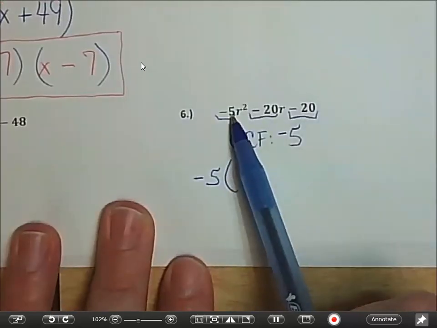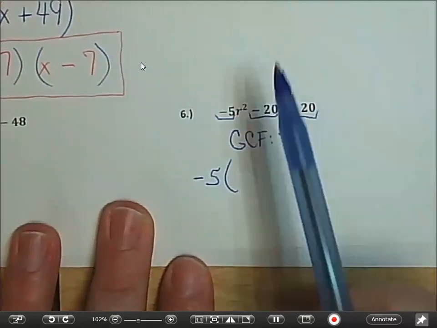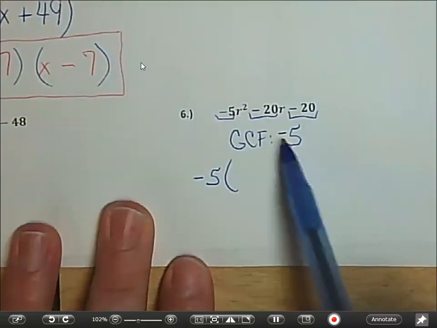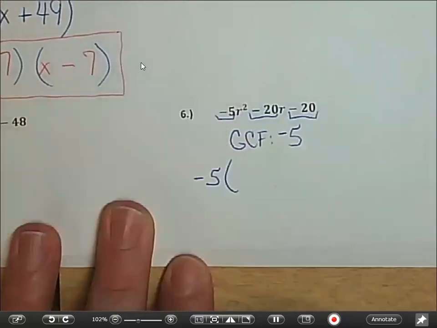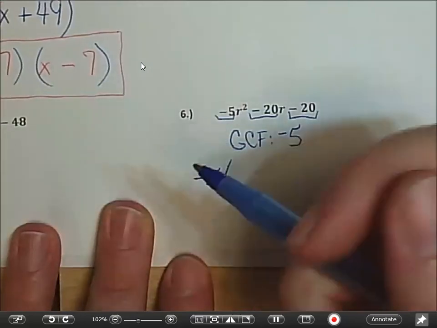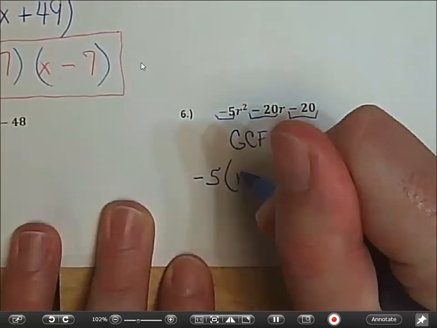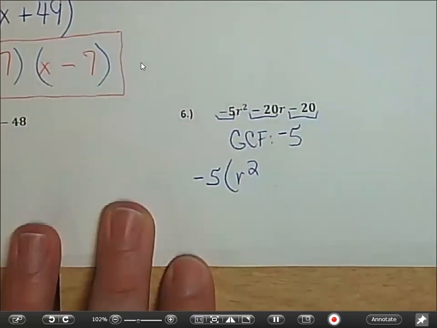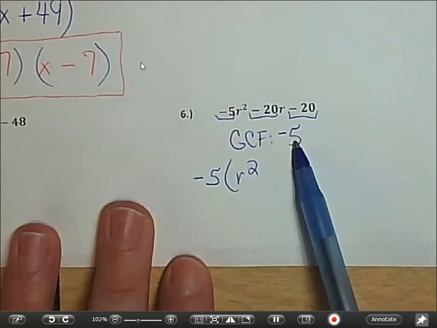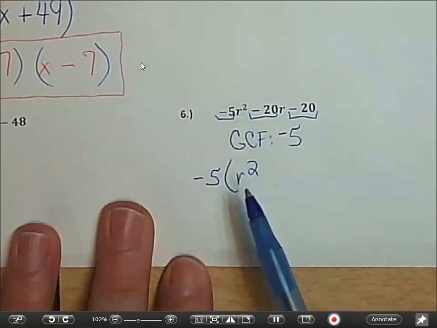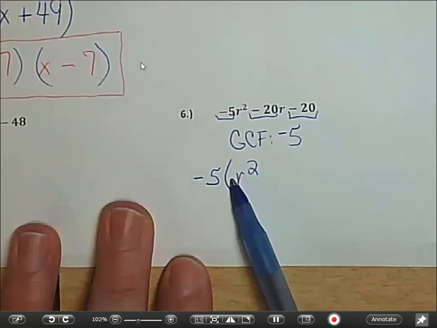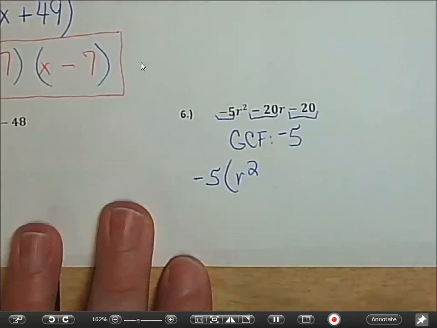And here's where factoring out a negative helps out. -5 divided by -5 is going to give us a +1, or a +1r squared, which again, you can put the +1 or you could throw it away. If we had just used +5 as our GCF and started trying to factor things out, we would end up with a -r squared in this step, and that's a lot tougher to factor.